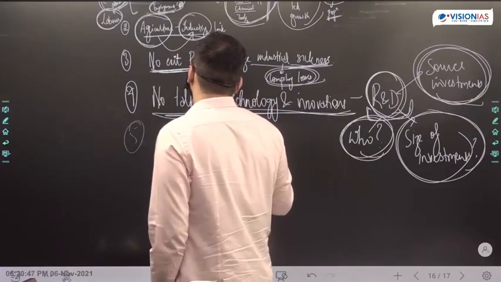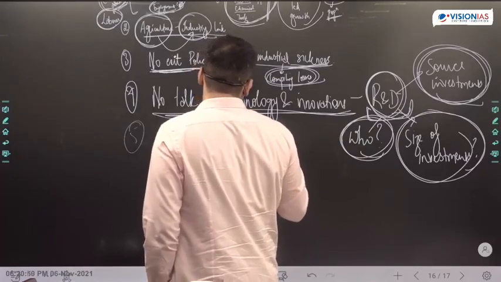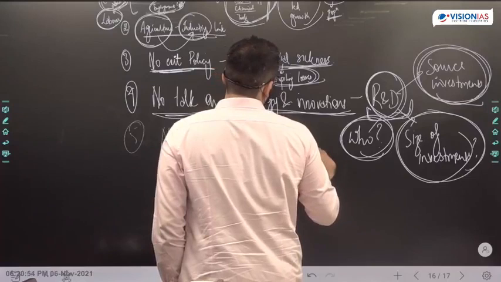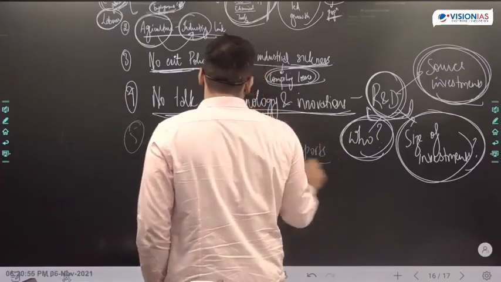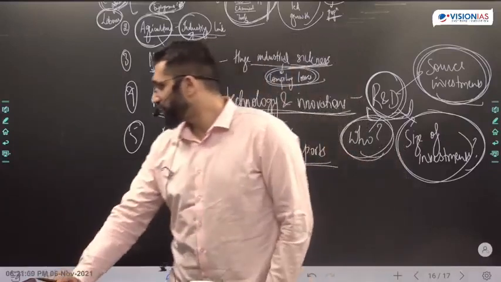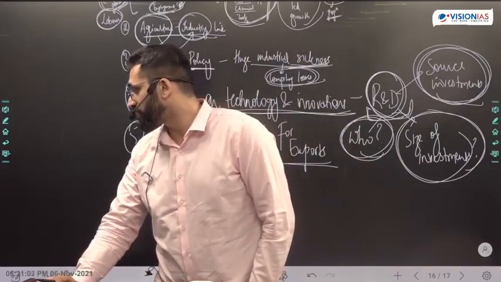Often talked about in the first point only, no suitable policy for exports. 1991 said deregulation, growth of the industry, but how are you going to do that? On the base of imports, on the base of exports, it was not.